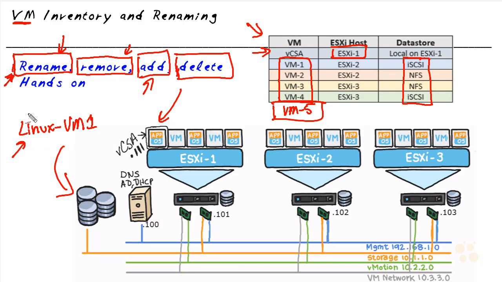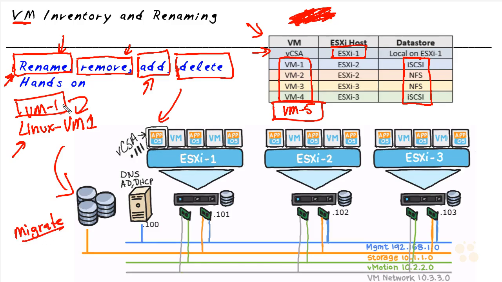So if we rename the VM to VM-1, that would be the name of the VM, but the folder would still be this Linux-VM1. And a common response to that by administrators is, I can't stand that. I want the actual folder name to match the VM name. And there's a simple solution to correcting that problem. And that solution is to go ahead and migrate.